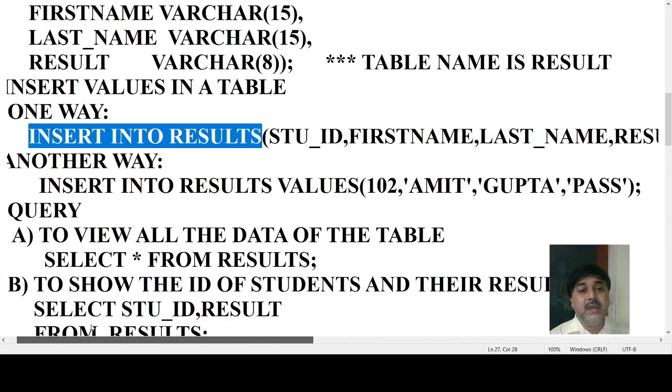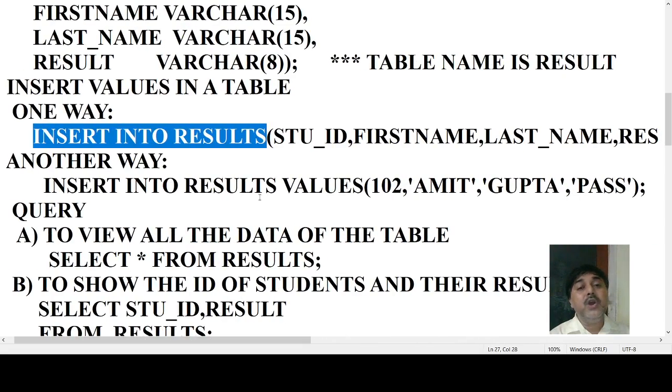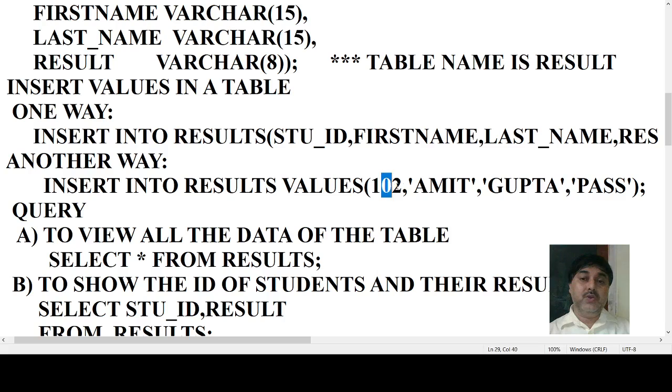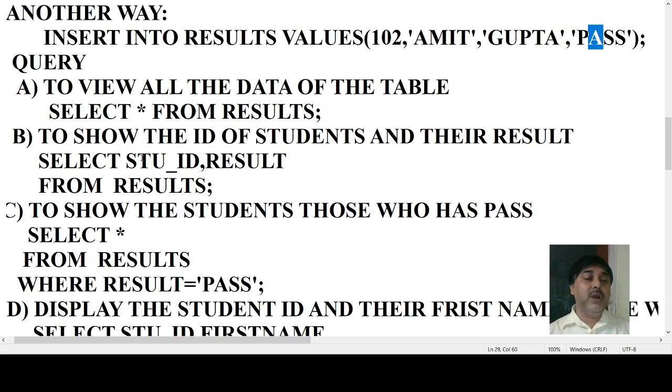Another way that we can insert it: insert into result. Result is our table name, so the table name we have to give. So insert into the table name, then the values. What are the values there? 102, then suppose Amit, then Gupta, then the result is pass. If you want to see what data is there, what will we do? Select asterisk from result.